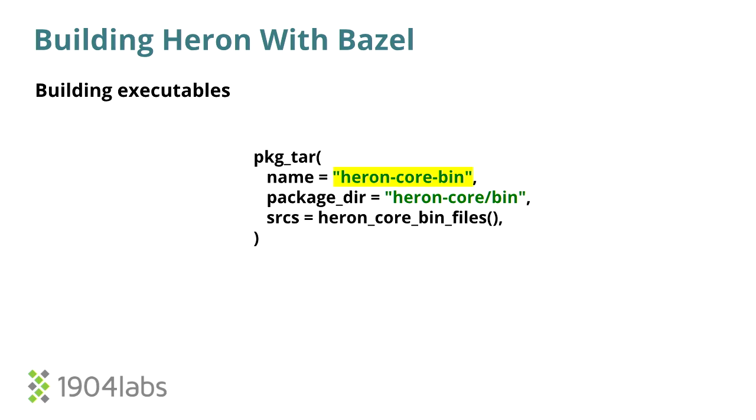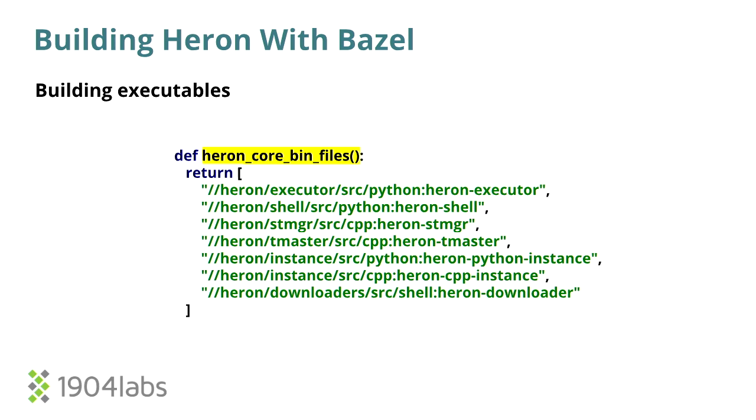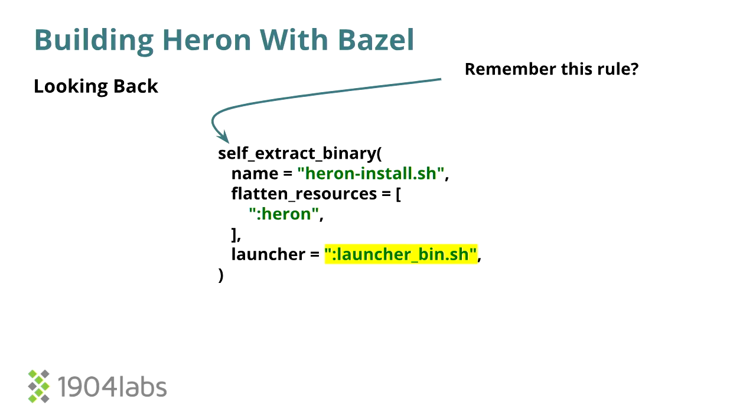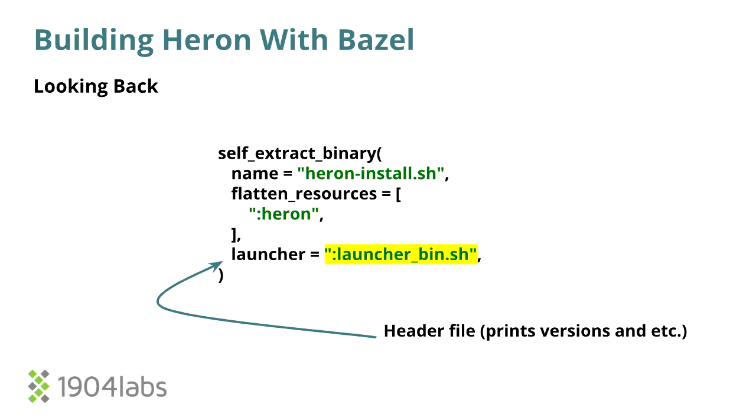And then finally, you get this last package tar, which is only one path. It gets its sources from a macro, which references a bunch of Python and C++ targets. So if you step back, we have this self-extract binary, and we just went through that whole mind-numbing thing of going through all the package tars. Now let's step into what the launcher is.